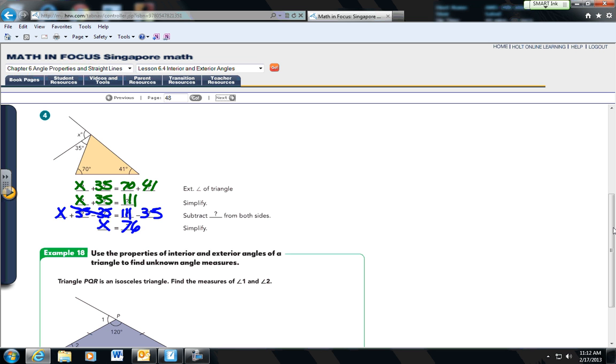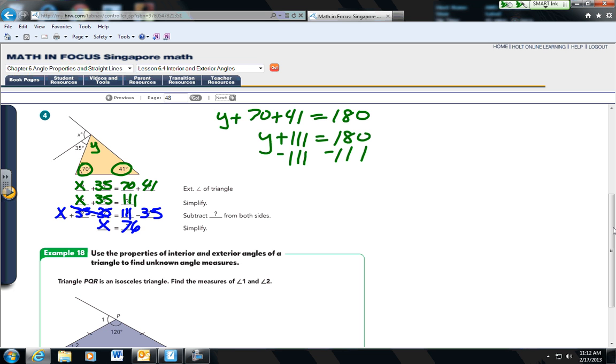And again, there are all kinds of ways that you can check your answer there. We know that this missing angle, we'll call it y, with these two has to equal 180. So y plus 70 plus 41 must equal 180. So y plus 111 equals 180. Subtract 111 from both sides. These will cancel, and y will equal 69.